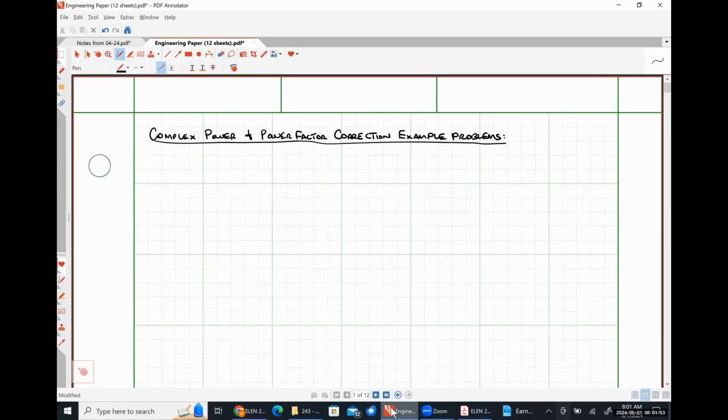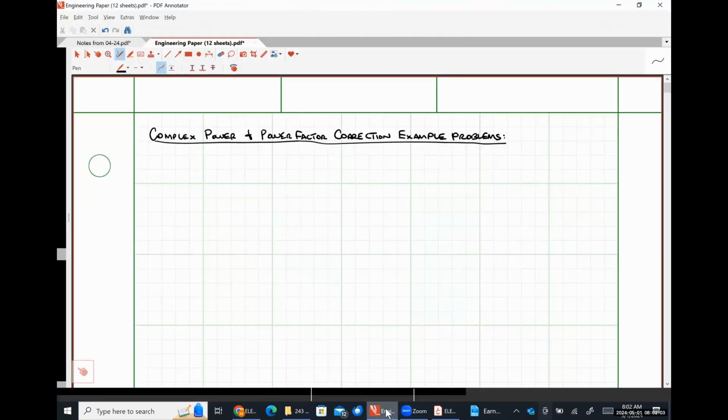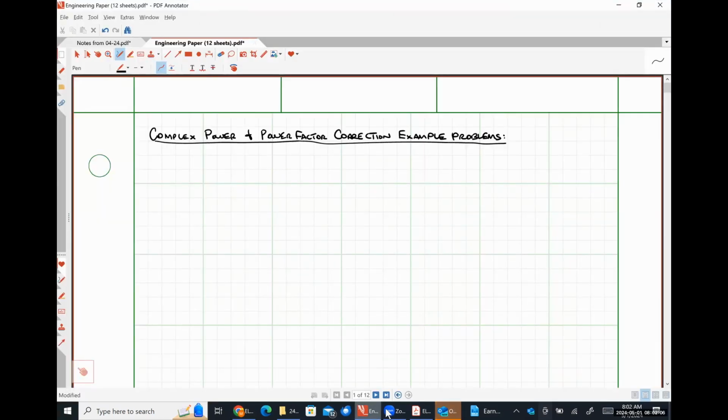Let's work some example problems regarding complex power and power factor correction and all that kind of stuff. So all I've done is just brought a random circuit analysis textbook out of my office. Just grabbed one of the 7 that I have, and we're just going to work through some problems and see what shakes out. Okay.